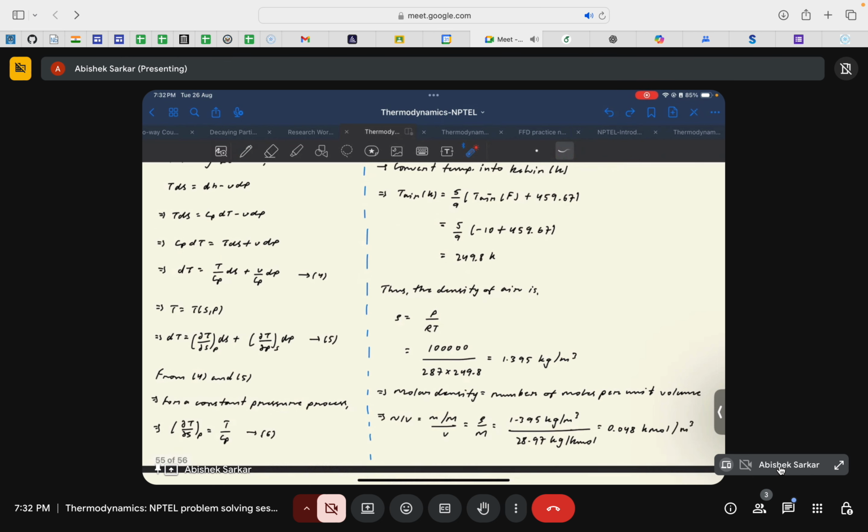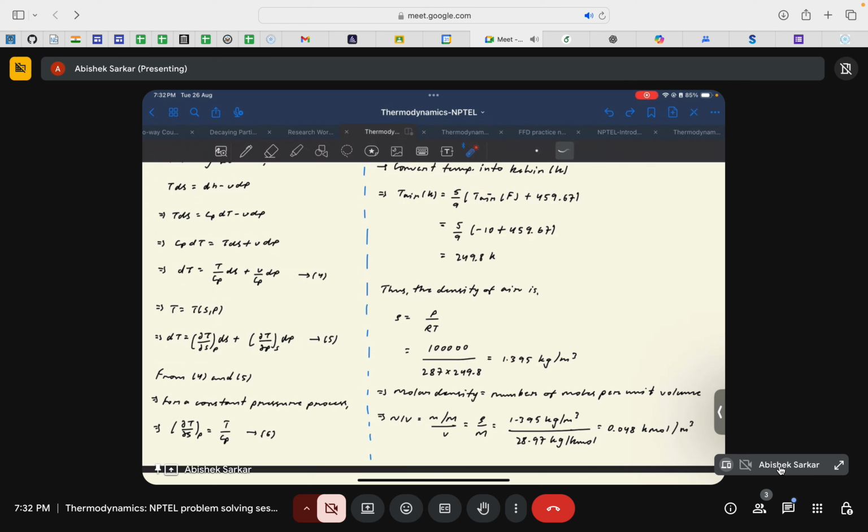Now density is given from the ideal gas law. PV is equal to mRT, or m by V is rho, so rho is equal to P by RT. So from that, P is 100 kilopascal divided by R, which is 287 for air, and temperature is 249.8. So rho becomes equal to 1.395 kg per meter cube.